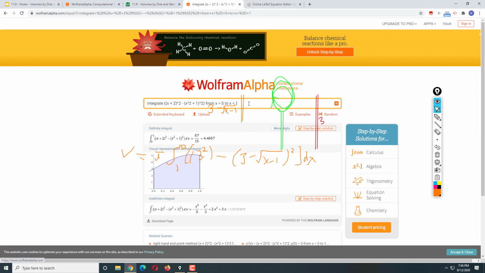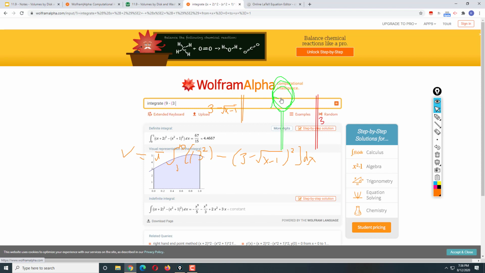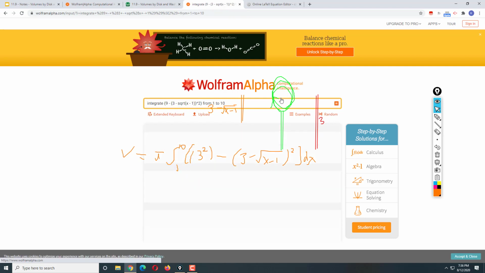We can use a calculator to do the integration here. They expect you to do that on the AP test. So to integrate, 3 squared is just 9. 9 minus 3 minus the square root of x minus 1, that thing squared, from 1 to 10.